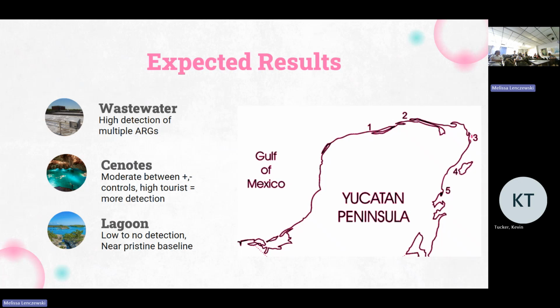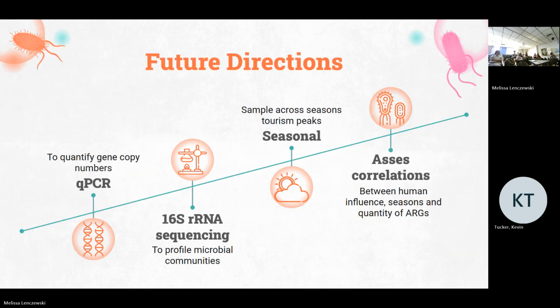Hopefully, our findings will shed light on the anthropogenic effects and the environmental effects of water on the bacteria. Again, salinity is also important because it varies among these three aquatic environments, and salinity could correlate with the ability of bacteria to survive in these environments. Future directions.